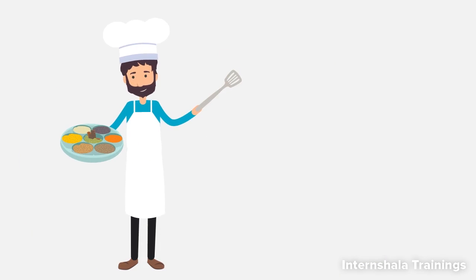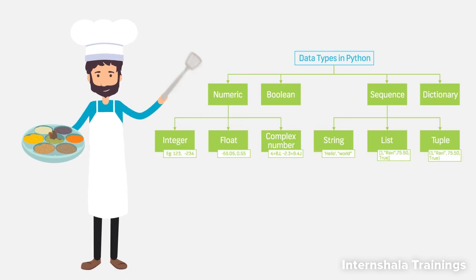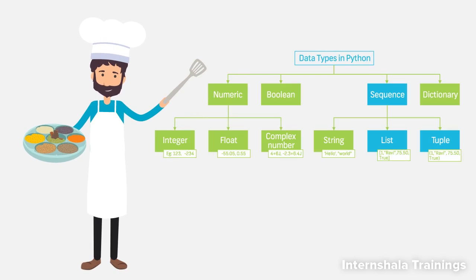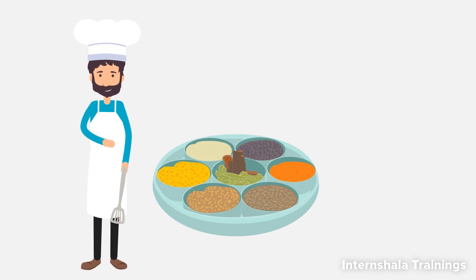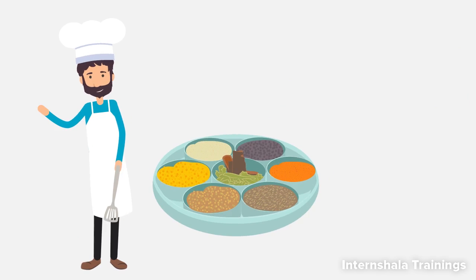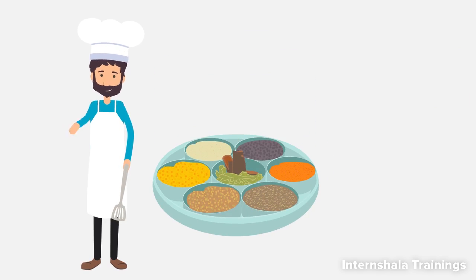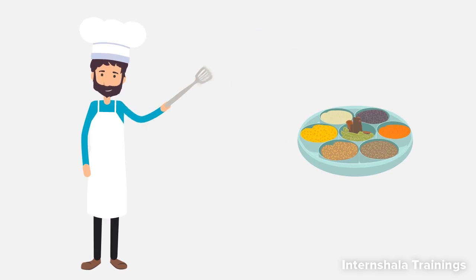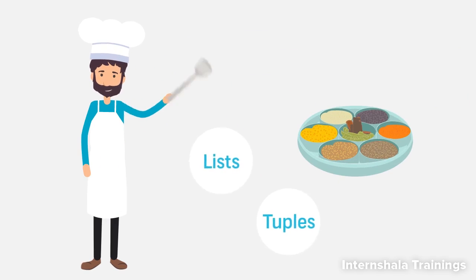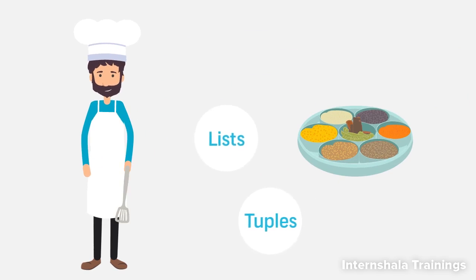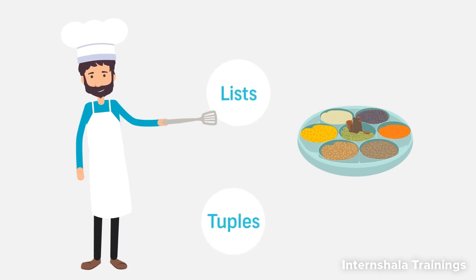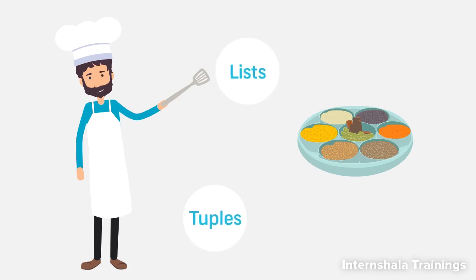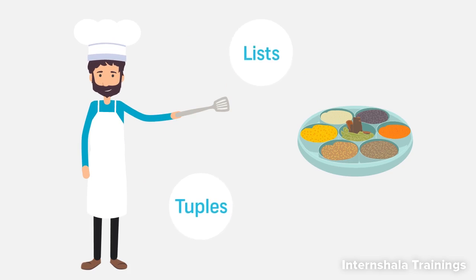Looking at the spice container reminds me, let's start learning about lists and tuples, which are a type of sequence data type. These data types are not very different from the spice container, which is a single box, yet it has different containers within it for different spices. Similarly, lists and tuples are a single storage unit which hold multiple data items together. These data items may or may not be of the same type.